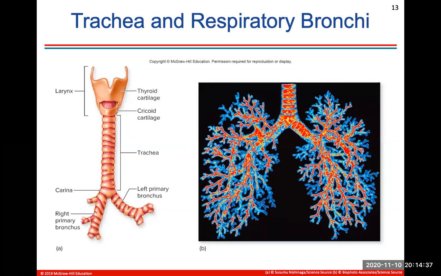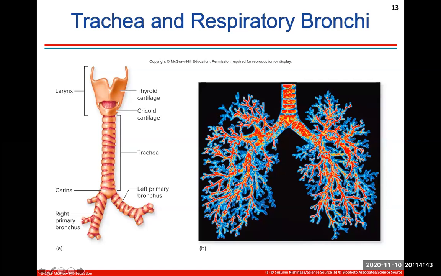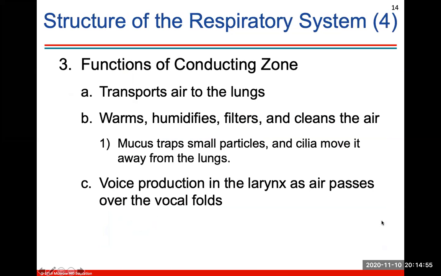Here's the trachea and the respiratory bronchi. You can see here how the trachea divides into bronchi, primary bronchi, secondary bronchi, and tertiary bronchi, to create this tree-like structure. And at the end of each of the bronchioles will be the alveolar sacs. The function of the conducting zone, basically, is to transport all the air to your lungs.